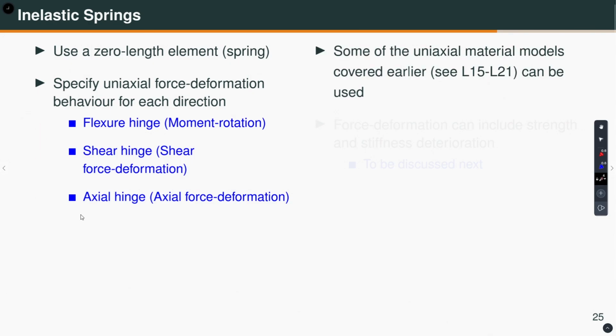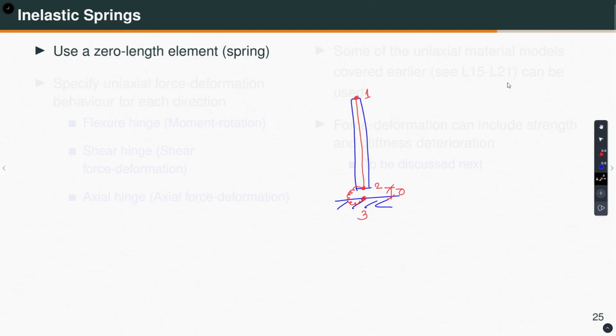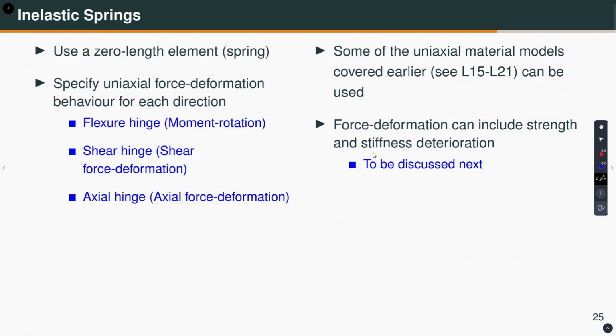Well, we have already studied uniaxial sigma epsilon in lectures 15 to 21, and many of those models can be used to define uniaxial force versus deformation. This spring is uniaxial, modeling only moment rotation. It has nothing to do with axial force deformation, or with shear force versus shear deformation; they do not interact. Okay. So, force deformation can also include strength and stiffness deterioration. We shall see some models.